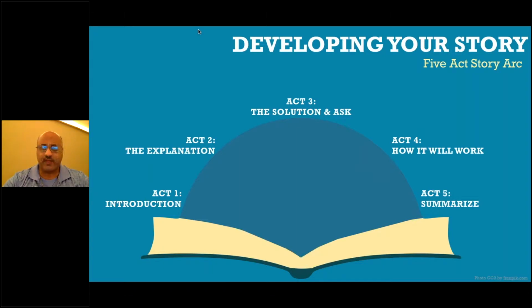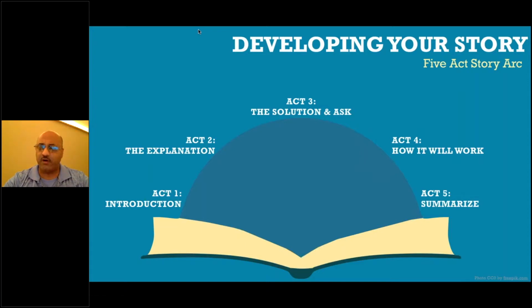Now, Act 2 is where you explain where there's a problem, where there's a need, or where that opportunity is. And all of that is going to move into Act 3, the solution and the ask. Here is the big reveal. It's a climactic moment. This is when you're going to tell them exactly how you plan to solve that problem, how you plan to fill that need, or how you're going to take the best advantage of this opportunity.